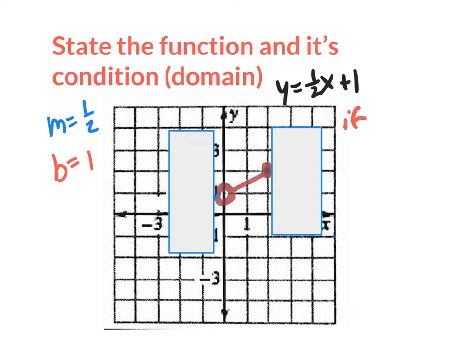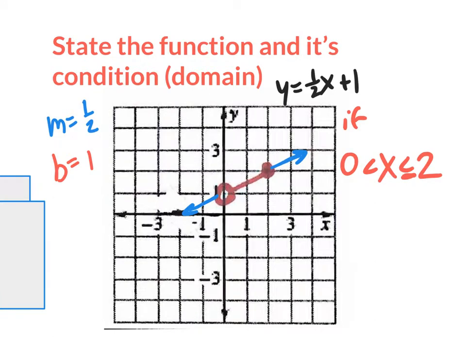You're going to say if, and to make that compound inequality, it's really easy. You just write your smaller number on the left side, which is 0, your bigger number on the right side, which is 2, and you put x right in the middle, right? And you always put the inequality symbols less than, okay? And if you have a solid dot, you have to put the solid line underneath it, which would be right there. And that's it. We have written our piece, our function, with its condition that only gives us that red piece.